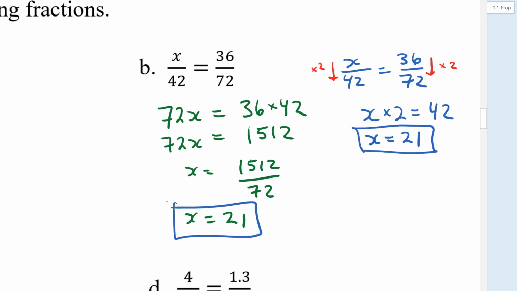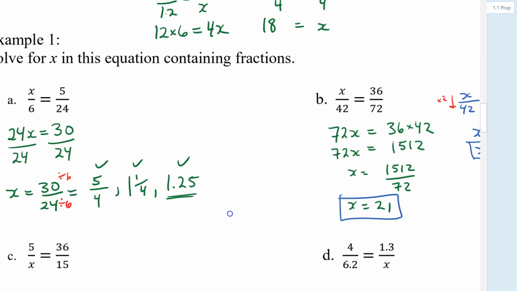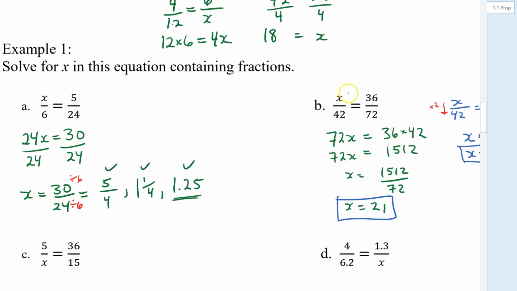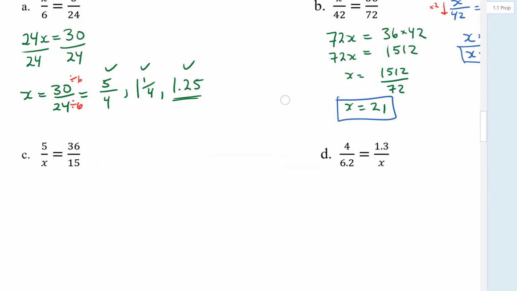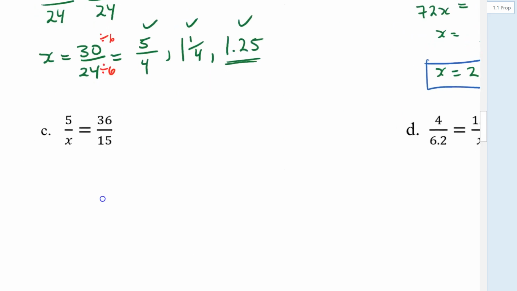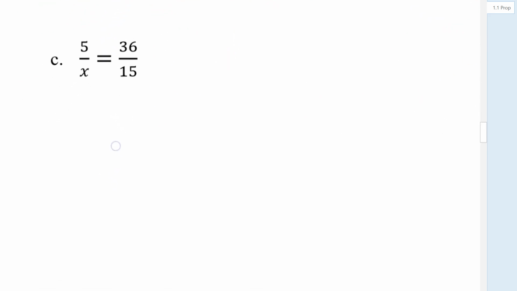All right, so those two examples, you'll notice there's some similarity between A and B in that the X is in the numerator. C and D have switched things up a little bit where X is in the denominator. So I'm going to do C here for you, and same idea. Once I'm done this, I want you to try D on your own by hitting pause.